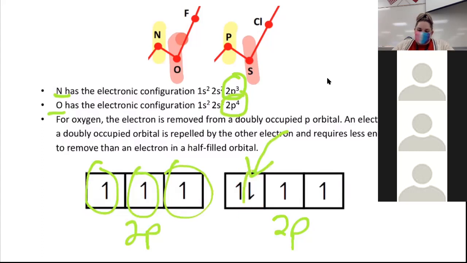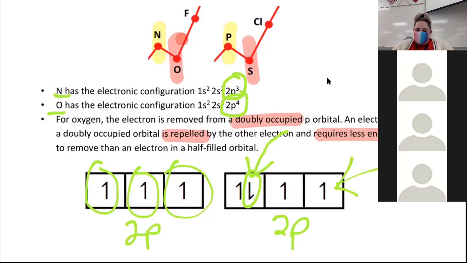Because it's that second one, it's coming from what we call a doubly occupied p orbital. If you have an electron in an orbital that's already got another one, it's doubly occupied, so it's going to be repelled by that other electron. And because it's being repelled, it requires less energy. This one right here is only half filled, so there's nothing in there repelling it. It's just that one electron, so that's going to require more energy to remove.